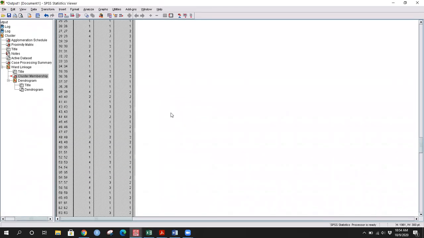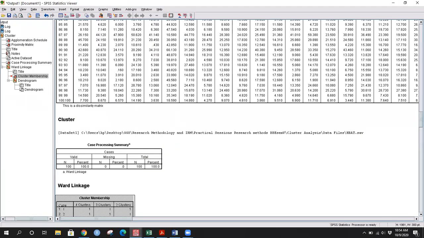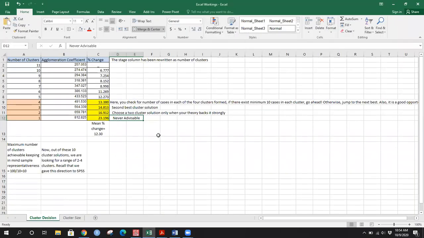Today the key takeaways from our lecture were that we understood about the agglomeration schedule. From the agglomeration schedule, I intentionally picked the last 11 observations, the reason being sample representativeness. Then I found the percentage change for the last 10. I picked 11 because I needed to find this change also, which would have come from the 11th observation. Then after finding this, I compare each value from the mean starting from the top, and I stop at the point where this number is greater than the mean percentage change, and say that this could be a candidate for my cluster solution.